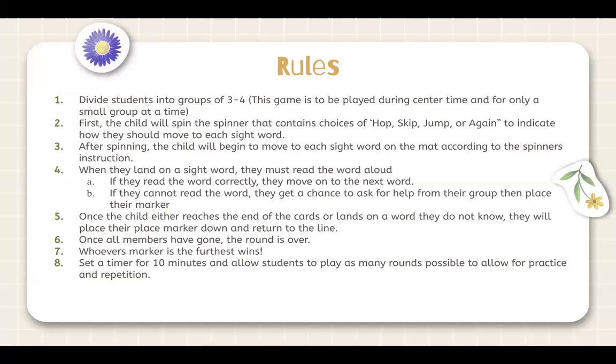If the student has to ask the group for help, that is where they will stop and place their place marker down. If they do continue all the way to the end of the line, then they will place their place marker down on the last card. Once all members have gone, then the round is over. Whoever's marker is the furthest on the line wins. A timer will be set for 10 minutes, and students will be allowed to play as many rounds as possible to allow for practice and repetition.